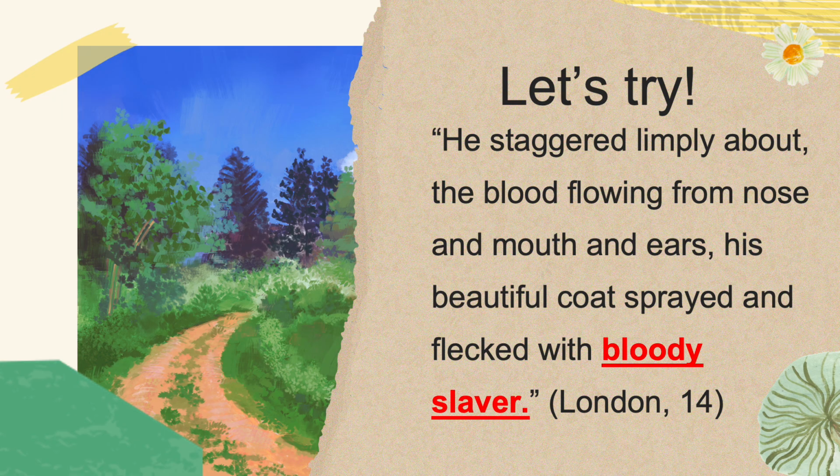He staggered limply about, the blood flowing from his nose and mouth and ears. His beautiful coat sprayed and flecked with bloody slaver. This is from Jack London's Call of the Wild, page 14. Okay, so let's go ahead and put our word analysis skills to use. Let's give that a try. I see down here, I already know what bloody means. We have blood and then eat, something that is bloody. And then I also see that this word can be broken down into Slav and the first thing I think of when I see this word is slave, or somebody who owns slaves, a slaver.